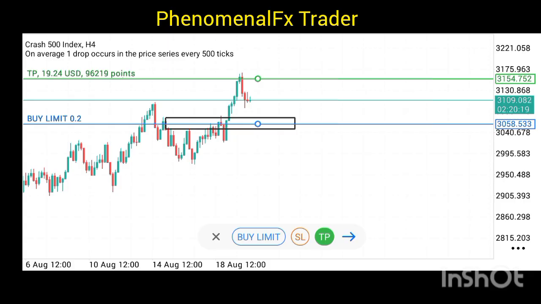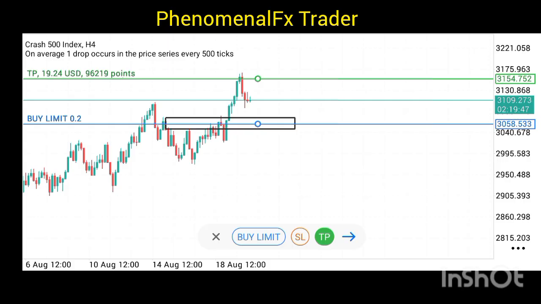If you have multiple positions or a good account size, you open with 1.0. With 1.0, that's 19.24 times 5, which gives about $95, almost $100 in profit. If you have 0.5, you should be making around 40-something dollars, close to $50 in profit.